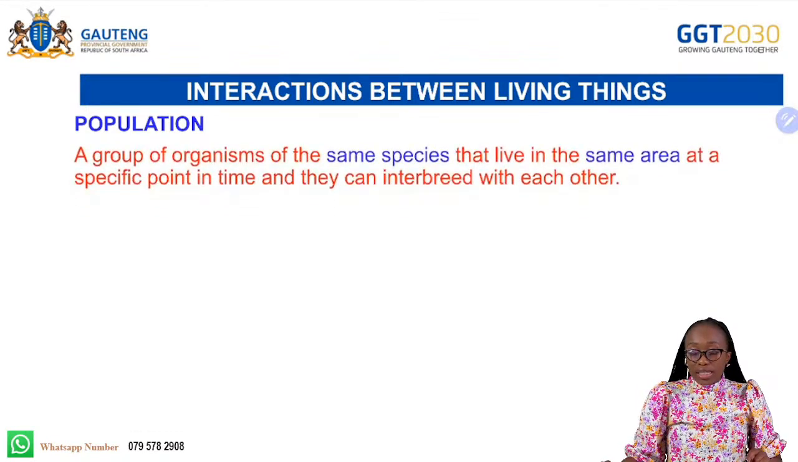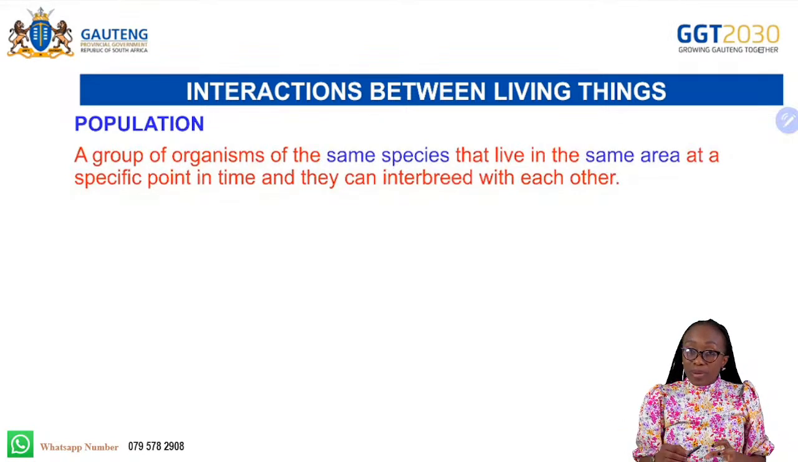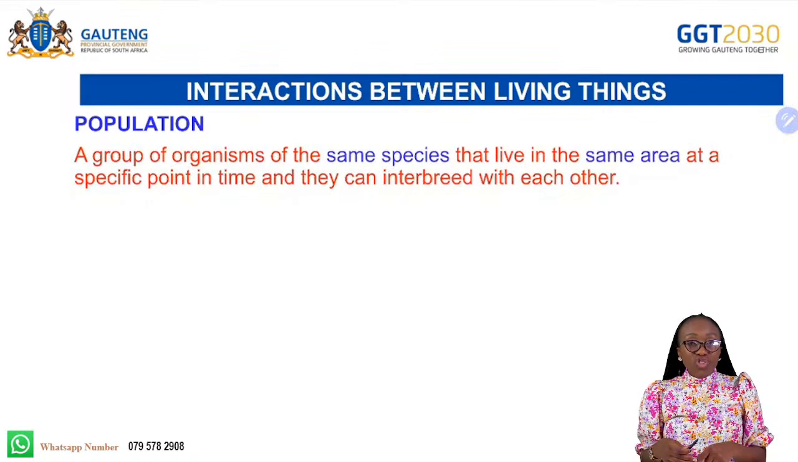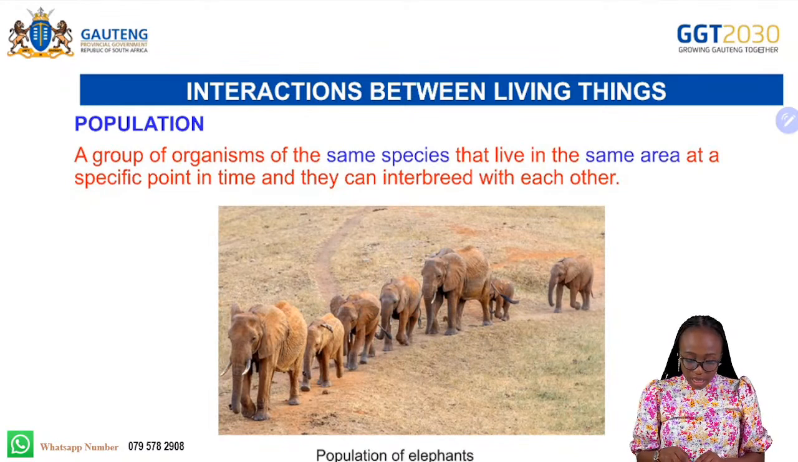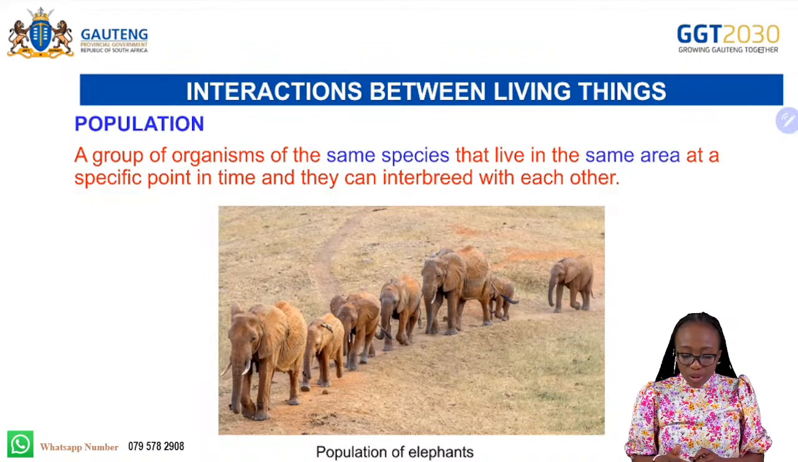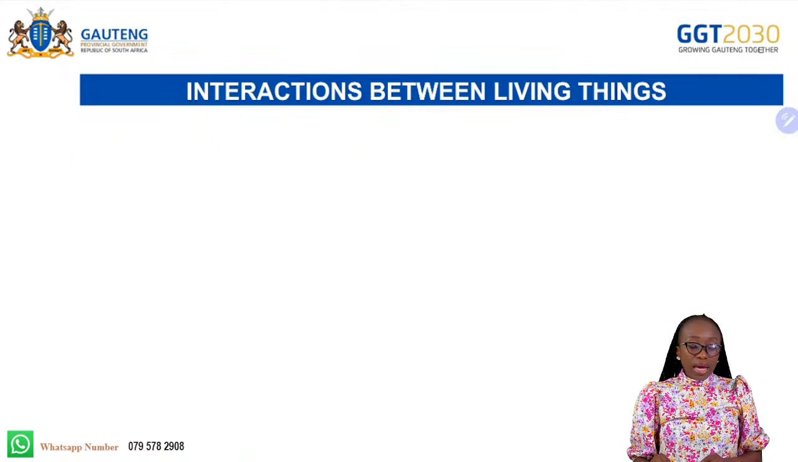A population is a group of organisms of the same species that live in the same area at a specific point in time, and they can interbreed with each other. I've got an example here, a population of elephants. They are all the same species. They can all interbreed with each other. And if they're living in a specific area at the same time, we call them a population.